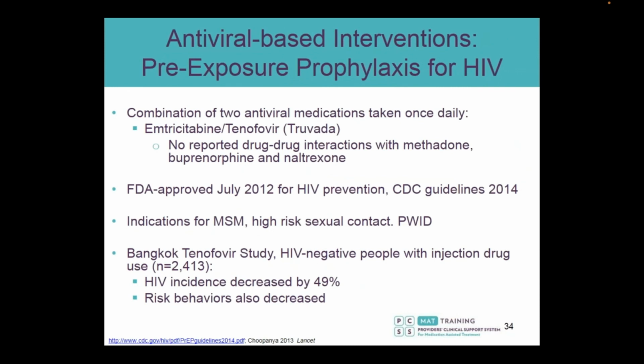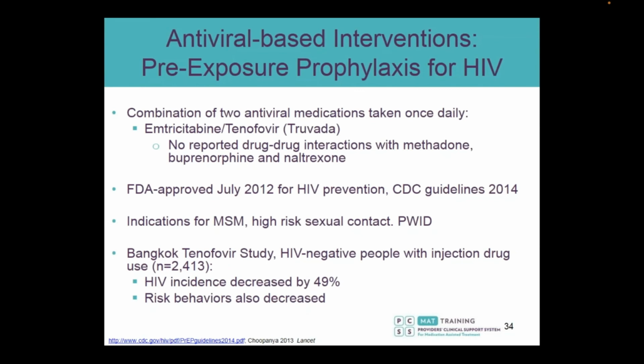When we think about antiviral interventions for decreasing HIV transmission, in addition to treating people with active HIV infection with antiviral regimens, we also have the option of pre-exposure prophylaxis, or PrEP, for HIV. And PrEP is a combination of 2 antiviral medications, which is taken once daily. It's a combination pill of emtricitabine and tenofovir. There are no reported drug-drug interactions with methadone, buprenorphine, or naltrexone of this combination treatment. It was FDA approved in July 2012 for HIV prevention and was added to the CDC Guidelines in 2014.